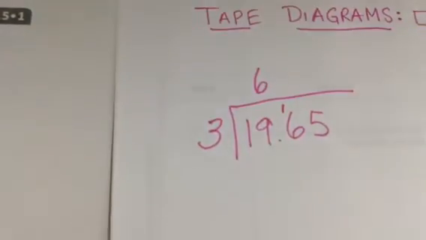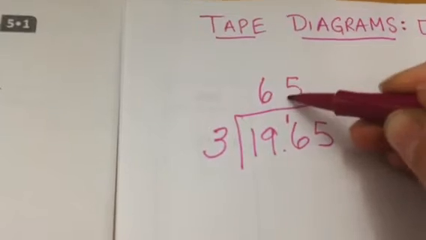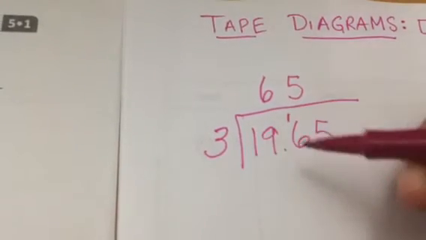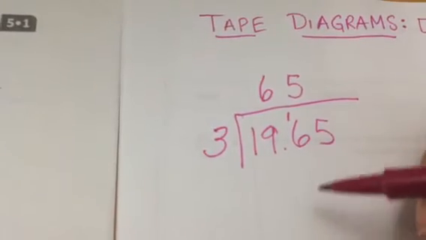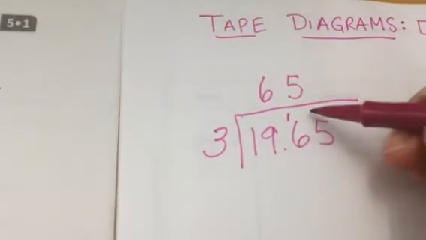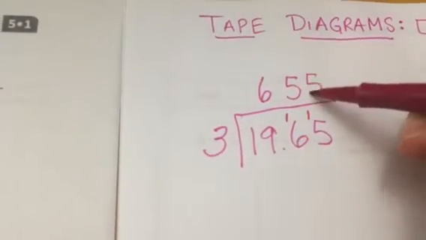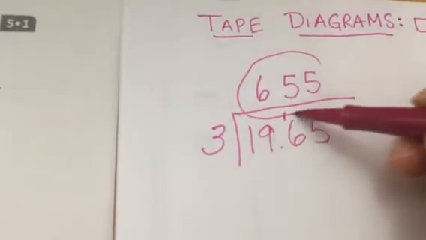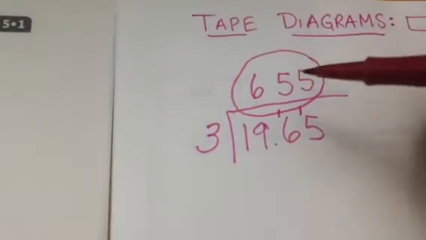3 goes into 16. And I know 3 times 5 is very close. It's 15. 3 times 5 is 15. I could write it here, but I'm not going to. I'm just going to do it in my head. Subtract, and there'll be a 1, and I'm going to put that 1 right here. 3 goes into 15. 5 again. And I have this number, 655. And now I have to think, where does my decimal go?